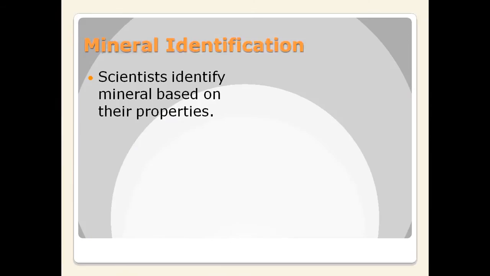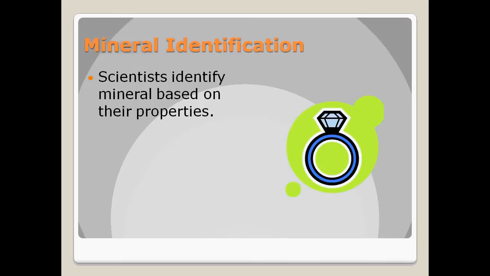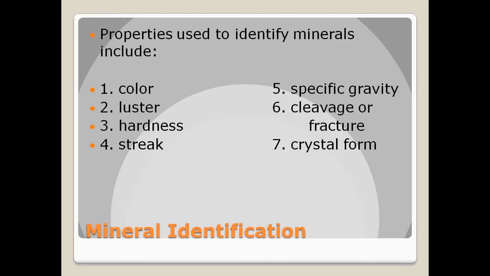Now we want to talk about the identification of minerals and how we can recognize them. Scientists identify minerals based on their properties. These properties would include chemical or physical properties, and the list will include that of color, luster, hardness, streak, specific gravity, cleavage or fracture, and crystal form. And I'm going to talk to you about most of these today.